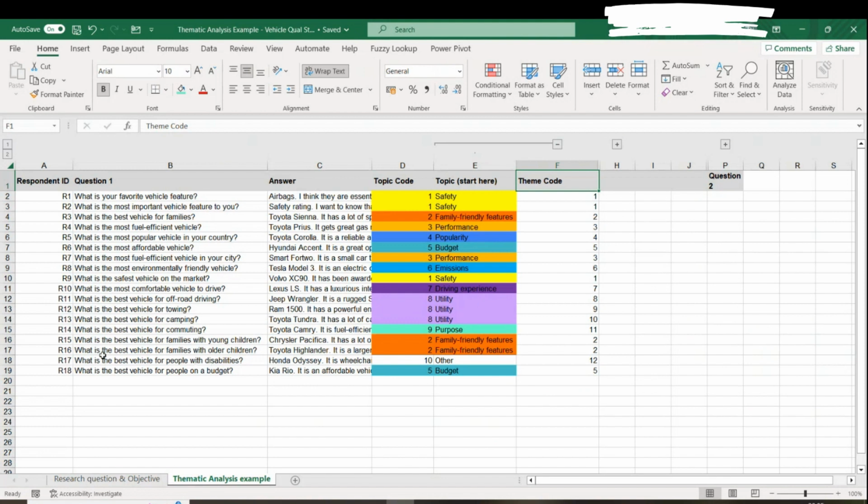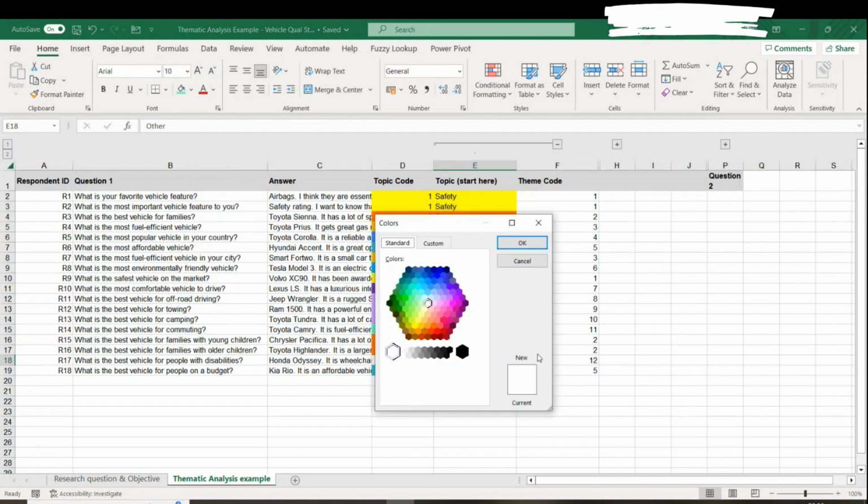So here we asked what is the best vehicle for people with disabilities. They said the Honda. It is wheelchair accessible, and it comes with a variety of features that make it easy for people with disabilities to get around. Because we did not focus mainly on disability, if only one respondent spoke about one thing that wasn't similar to what others said, you can group that into other. So other is like the smaller group, so you can give it a different color.